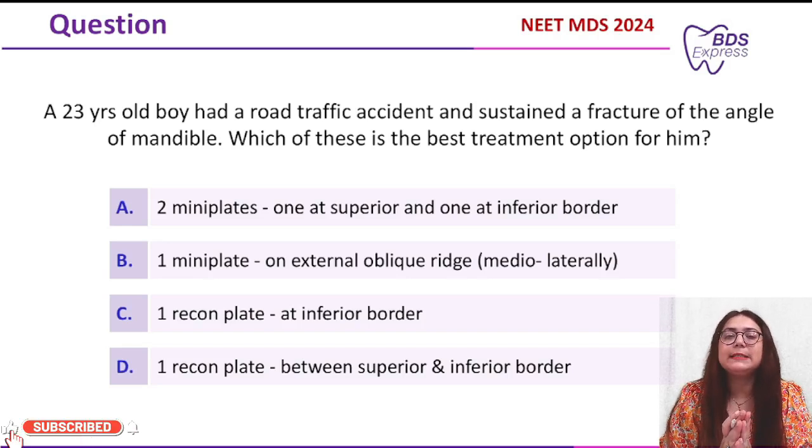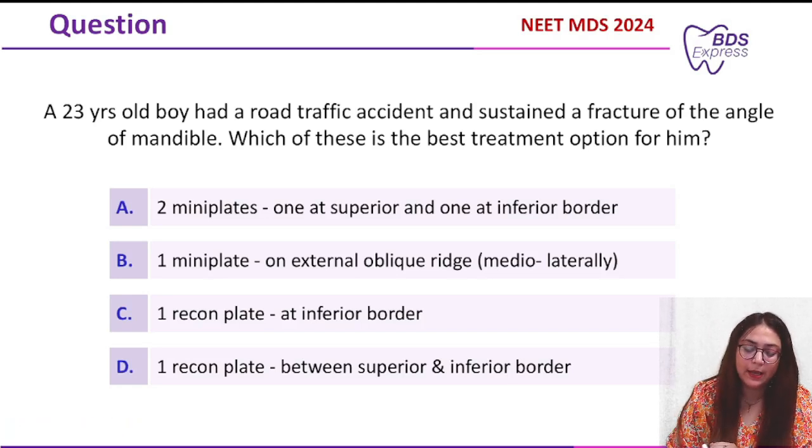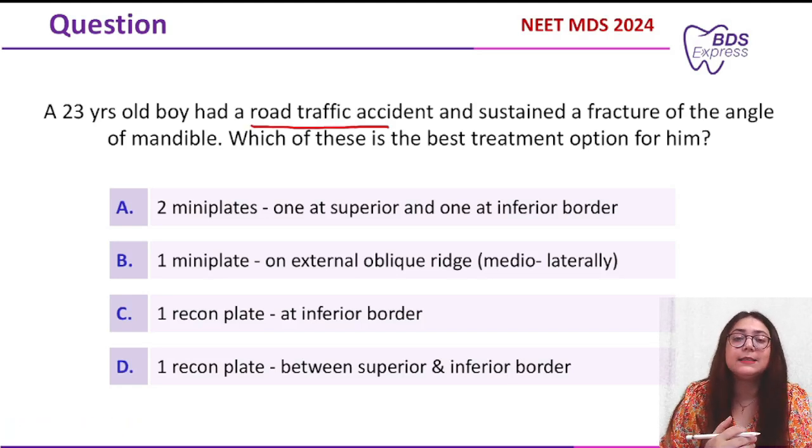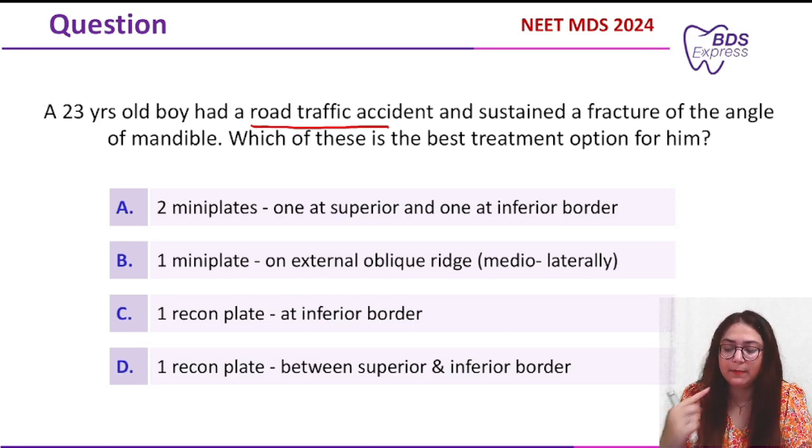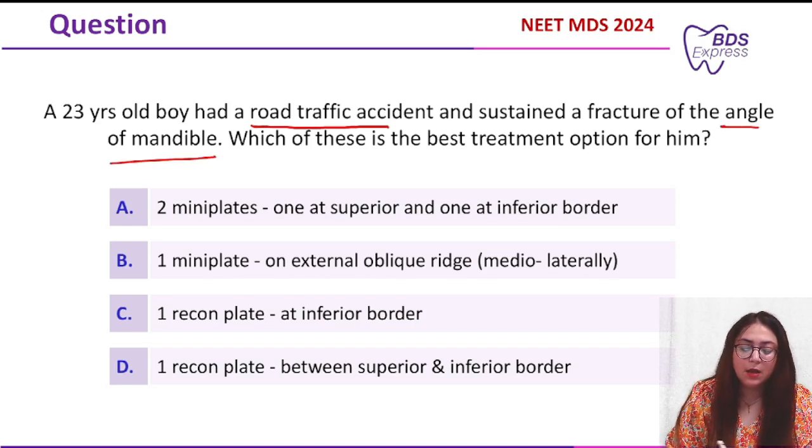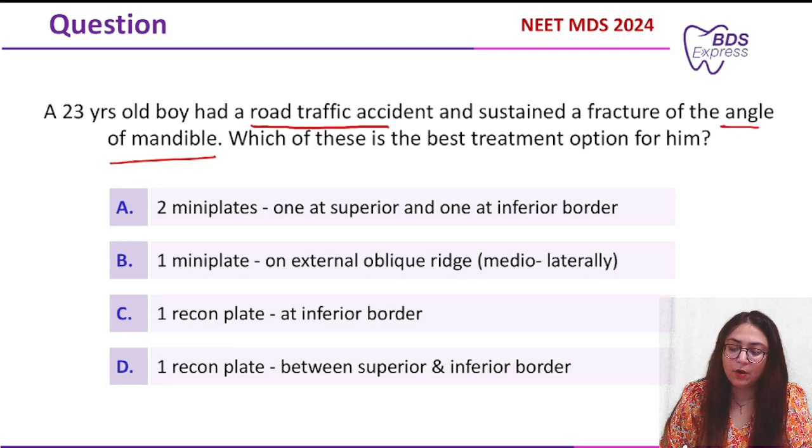In today's class, we'll be seeing this clinical question from oral surgery, which was asked in the year 2024. Now, the question says that a 23-year-old boy had a road traffic accident and sustained a fracture in the angle of the mandible. Okay. Now, which is the best treatment for him?